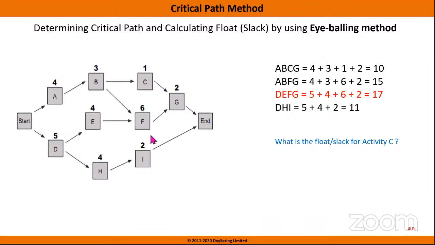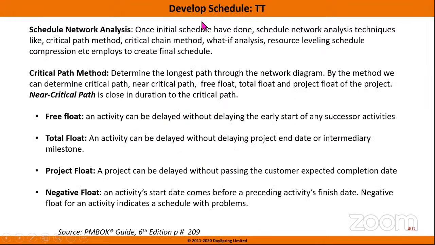So float can actually be 4 types. If you see the definition here, one is free float, another is total float, another one is project float, and the last one is negative float. So what is total float?